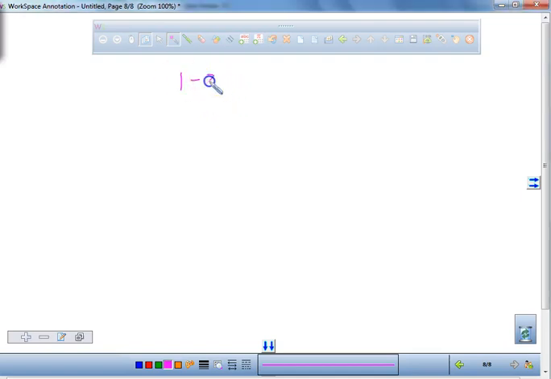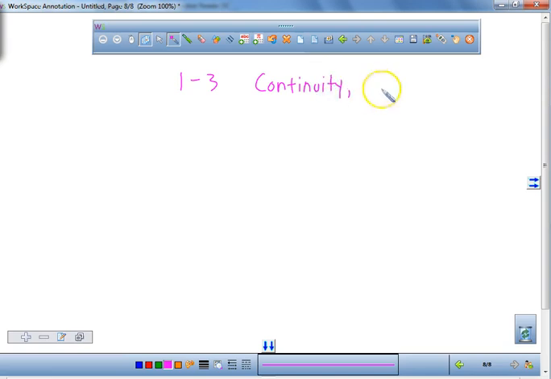All right, we are continuing with 1-3, which is dealing with continuity in behavior and limits.